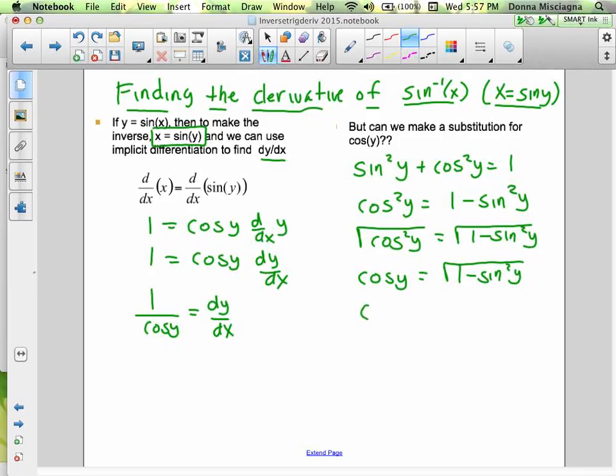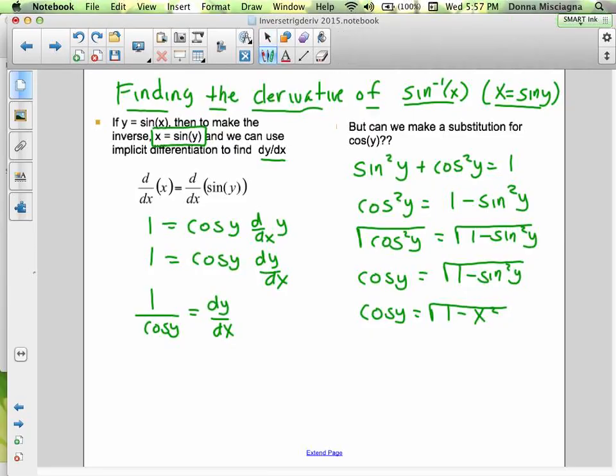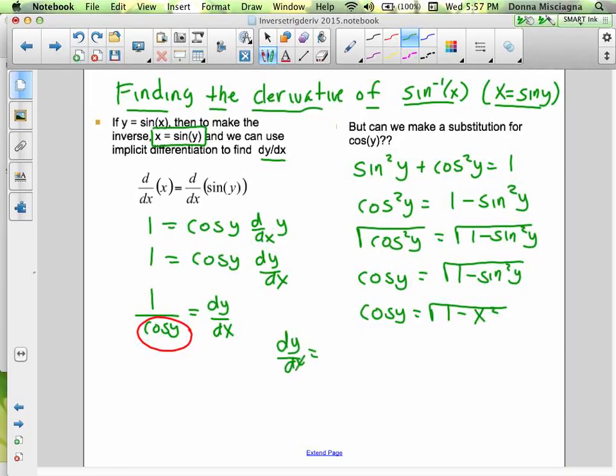So now we have cosine y equals the square root. Now that's sine squared y, so we're going to have to make it x squared. So that means cosine y equals the square root of 1 minus x squared. And now we could replace this cosine y with the square root of 1 minus x squared. So now we have dy/dx equals 1 divided by the square root of 1 minus x squared.